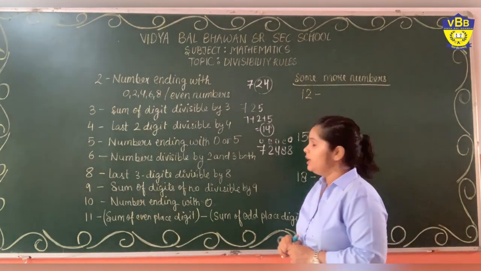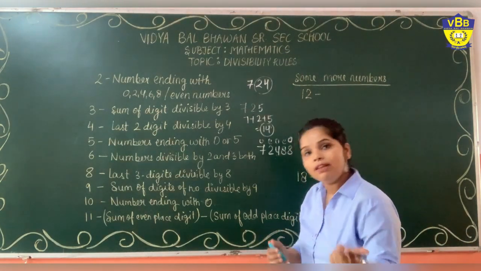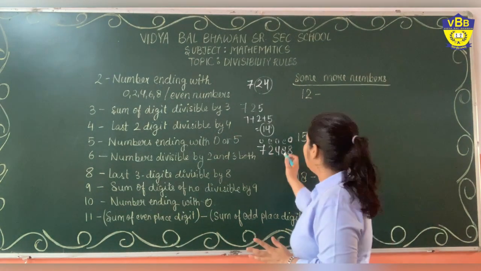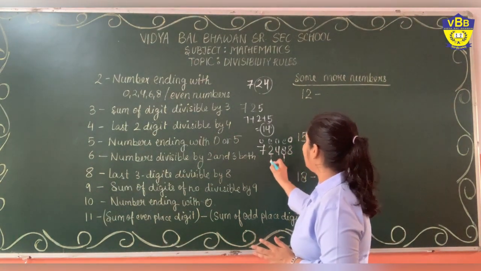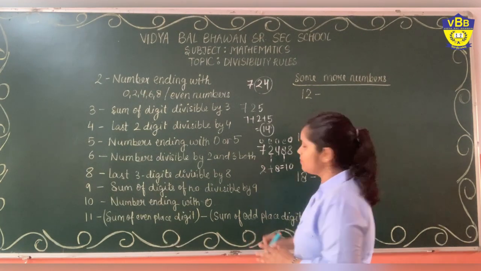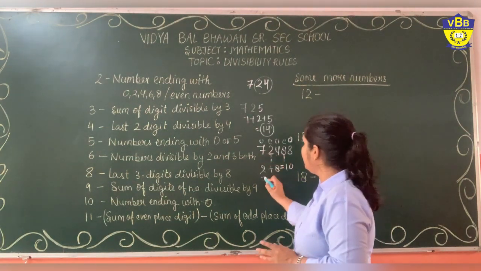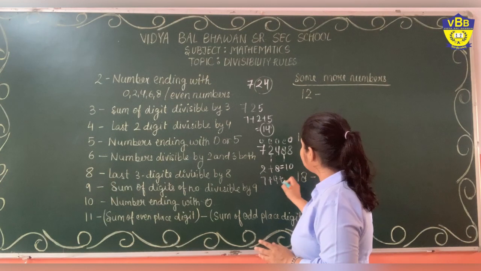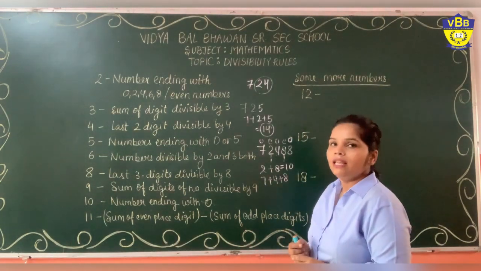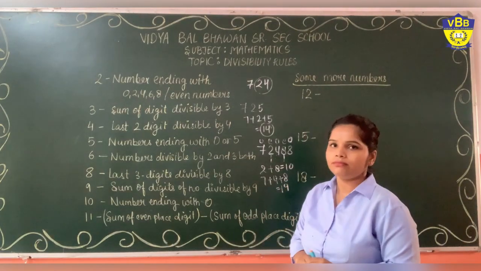Then you just need to find the sum of all the even places digits and the sum of all the odd places digits. Even places digits are 8 and 2. When you add that, 8 plus 2 is 10. And when you add the odd places digits, it is 7 plus 4 plus 8. 7 plus 4 is 11, 11 plus 8 is 19.